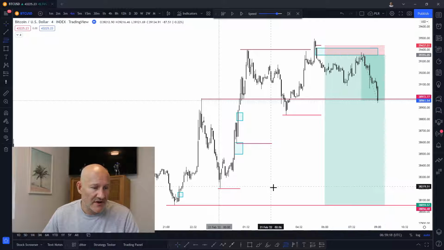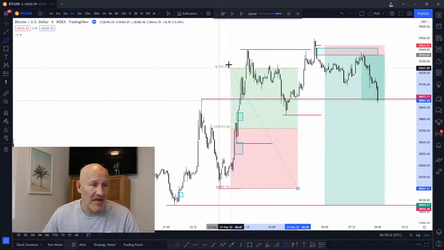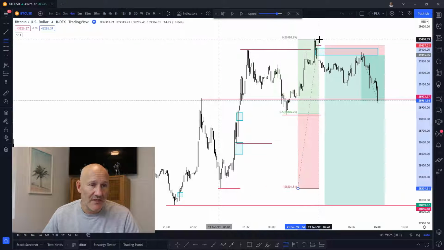Now, one of the things ICT talks about is this concept of a discount and premium zone. So if we looked at the market range for the day so far, we had the open down here and we had the high, which is where we got set. So this is our premium zone here. So we always want to be selling at a premium, buying at a discount.